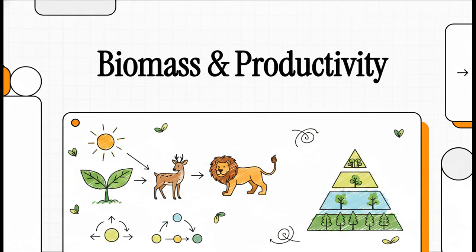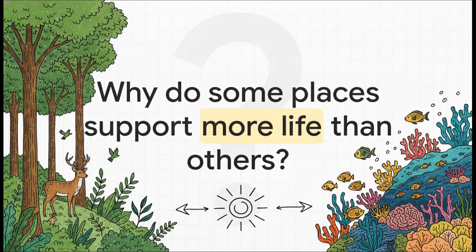Let's jump right in. Okay, let's kick things off with a really massive question. Have you ever wondered why some places on Earth, like, say, a rich green forest or a bright coral reef, can support millions of living things, while other places look totally empty? What's the secret ingredient that makes an environment just burst with animals and plants? Well, today we're going to solve that mystery together.